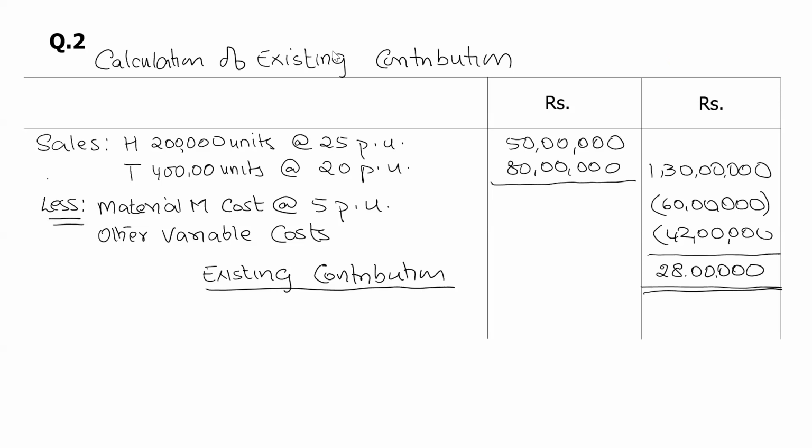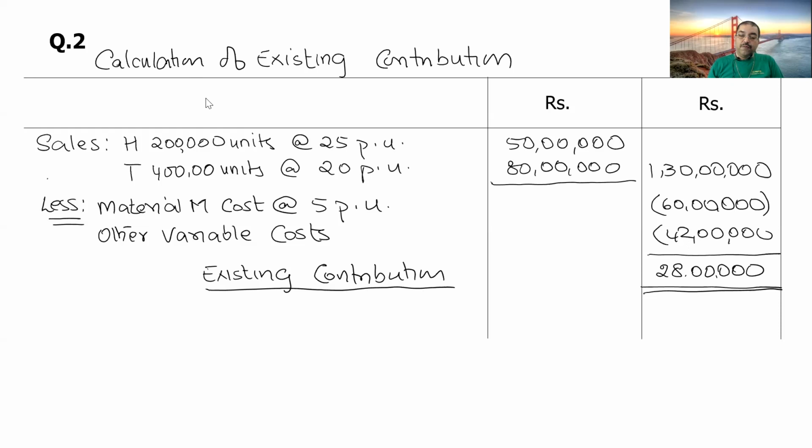If I accept that order, the price of T will not be affected, but the price of H should be reduced to market the additional units to be produced. So if the price of H is reduced, my revenue is going to come down, correct? Now, if my revenue comes down, I will try to compensate that decrease in revenue by selling more number of units, correct?